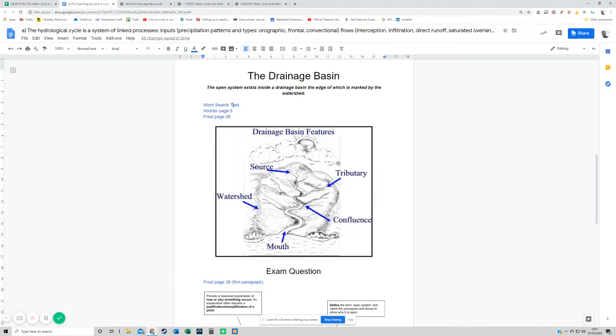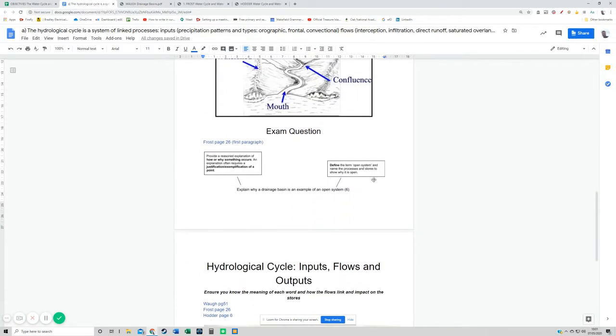So, a typical exam question, a bit like the previous one we've done, is: explain why a drainage basin is an example of an open system. So once you've done the next bit of this, and you've got your head around how water flows through, that's the kind of thing we're aiming at. One of the best places to start will be Frost, on the top of page 26, which starts you discussing that. But from the previous work we've done on open systems, you should be able to demonstrate this.